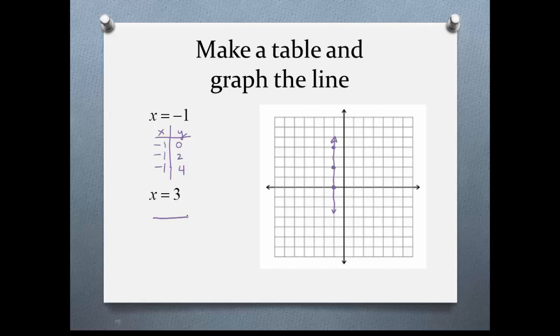And the same thing here with x equals 3. No matter what y is, x has to be 3. Just pick some easy values for y like 0 and 1. And if I plot those over here at an x value of 3, I get a vertical line.